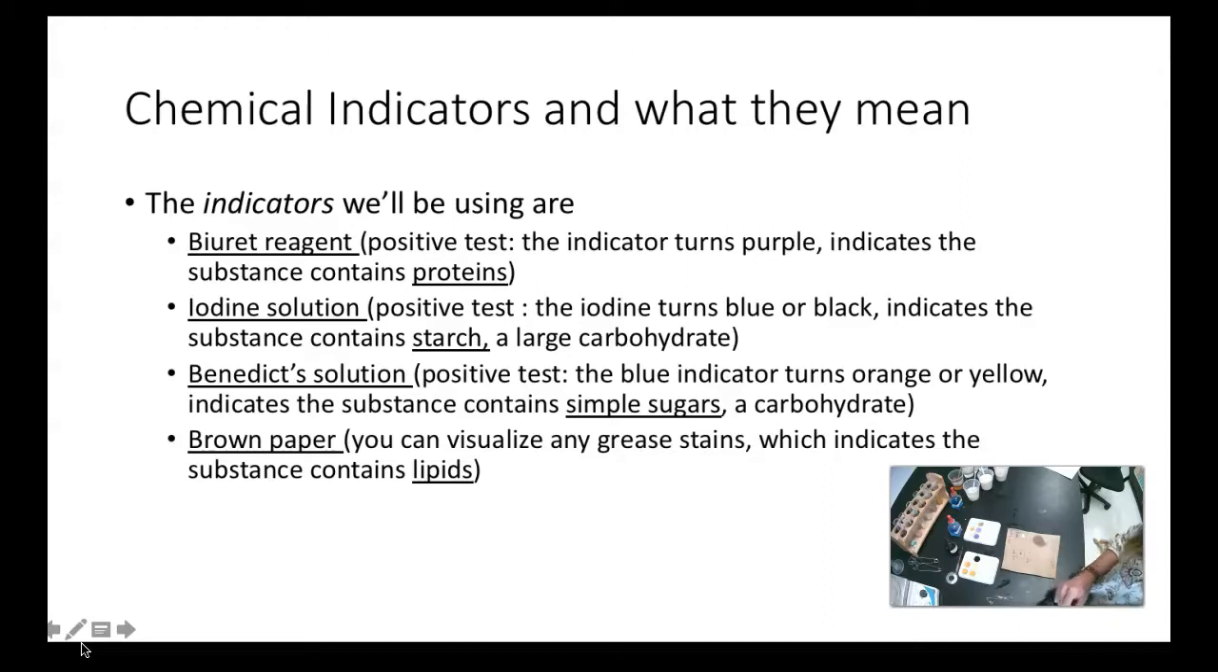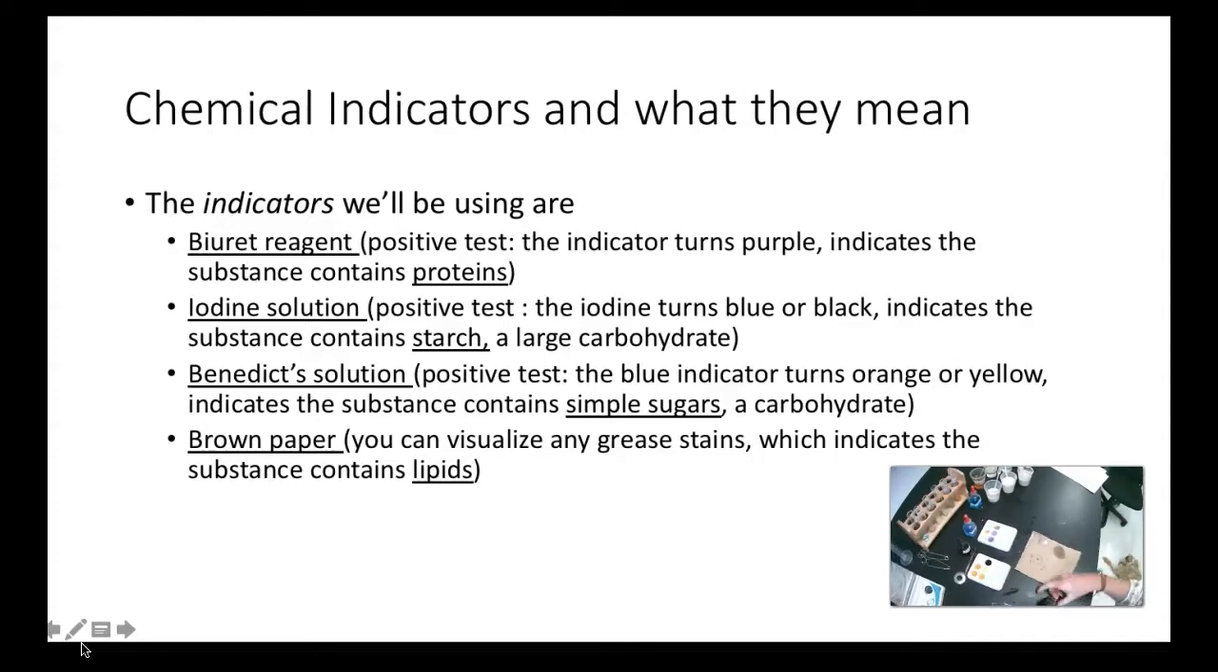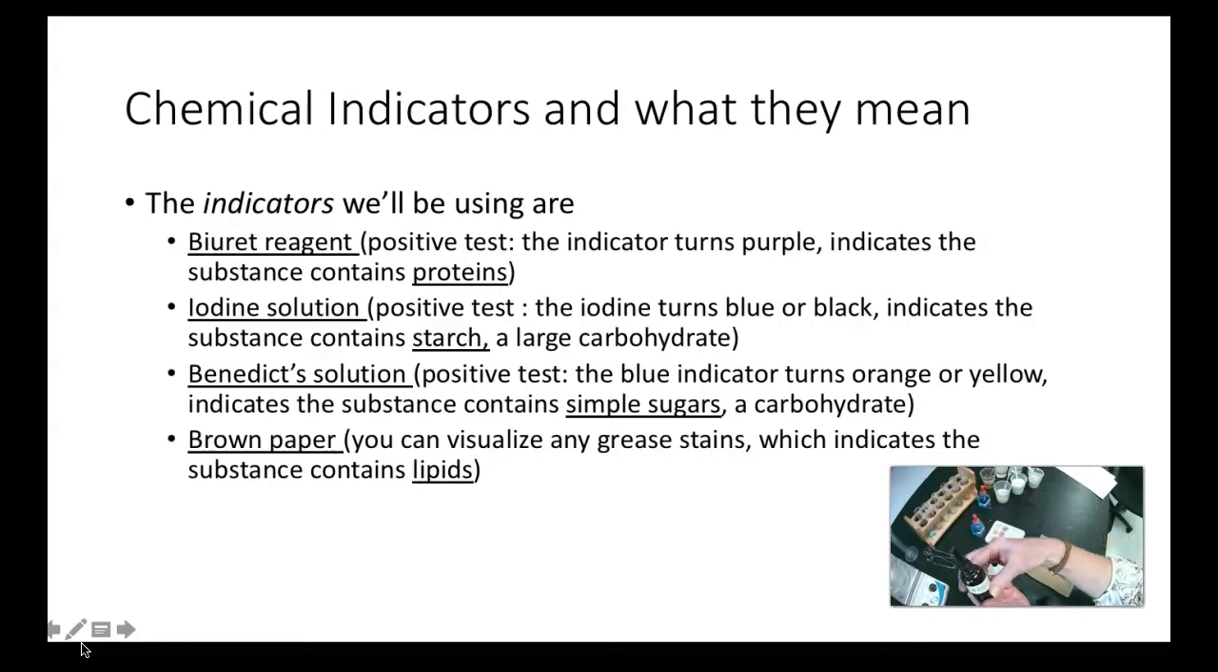Okay, so the reagents that we're going to be using to indicate what macromolecules are present in different foods are iodine. Iodine is a liquid, potassium iodide. When it is combined with a food, it will change color from its normal reddish orange to black when it encounters a starch. And again, a starch is a large carbohydrate molecule.